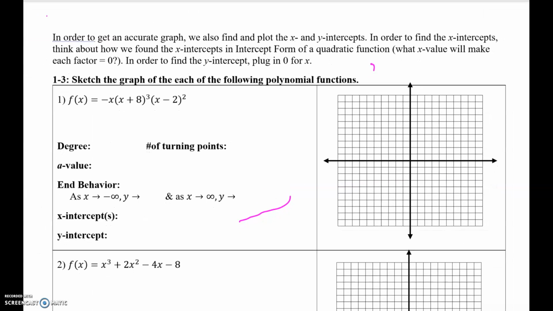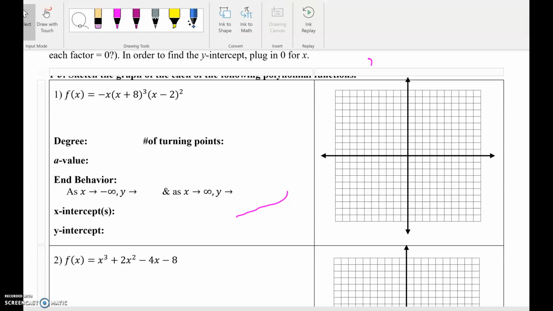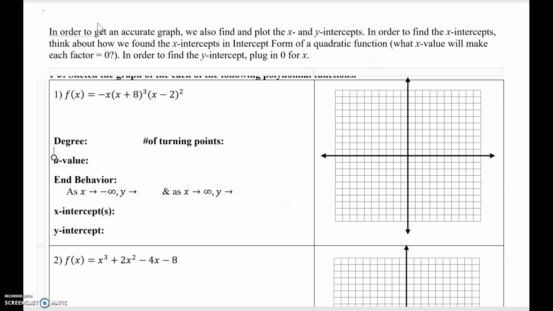In order for us to get some accurate graphs, we're going to, of course, need to analyze these. And so let's do some practice. So we're going to find the x and y intercepts so that we can plot them, and it's where those interesting shapes are going to occur. So example number 1 is a lot of fun.